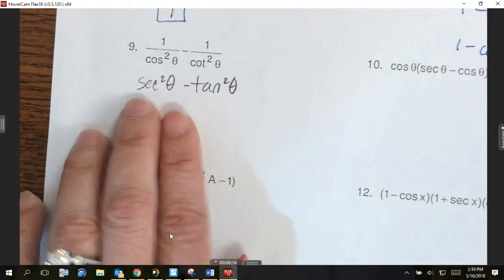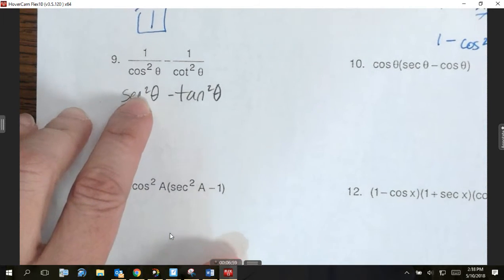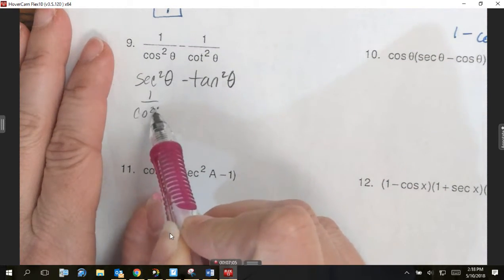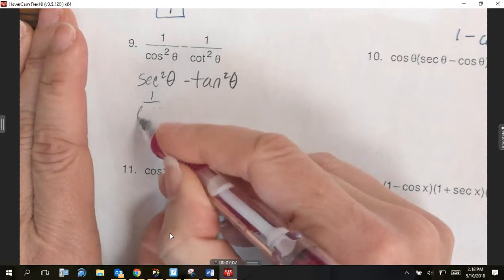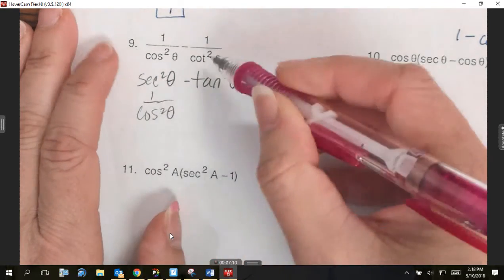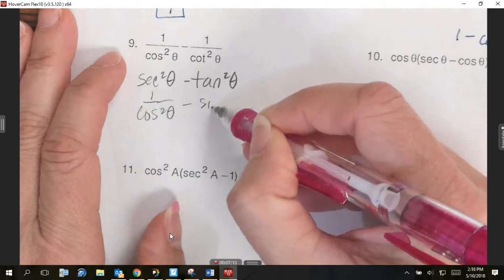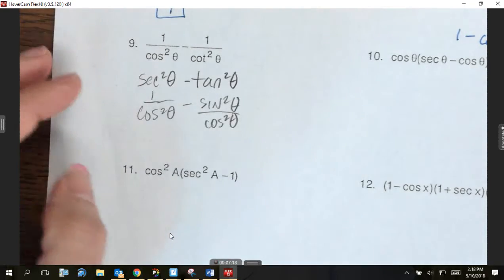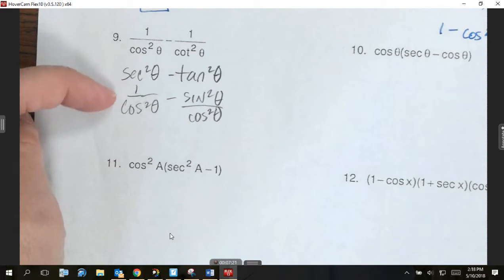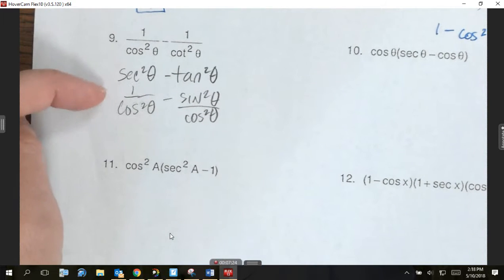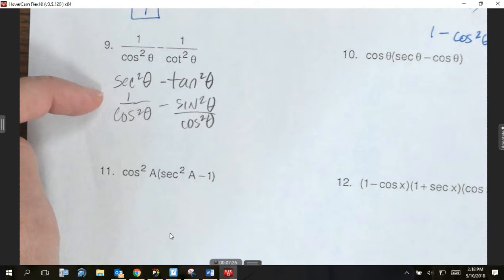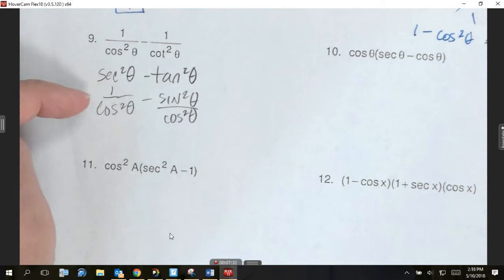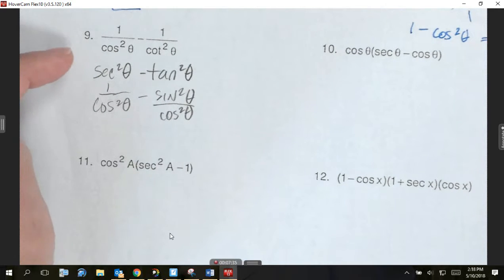You left this one, right? Some people left 1 over cosine squared theta, and then made this one tangent, and then wrote sine squared theta over cosine squared theta. So I saw both of these around the room. Both of these are going to get you to the right answer. I'm going to use the second one. However, the first one's probably easier. I'm going to use the second one because that's what I saw the most of around the room.